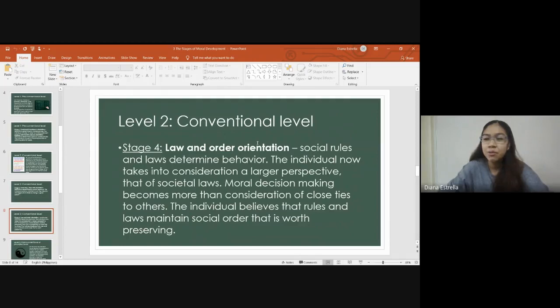Here your thinking is, you do something because the authority of the law is so tight, okay? So social rules and laws determine behavior. The individual takes into consideration a larger perspective, that of societal laws. Moral decision making becomes more than consideration of close ties to others.